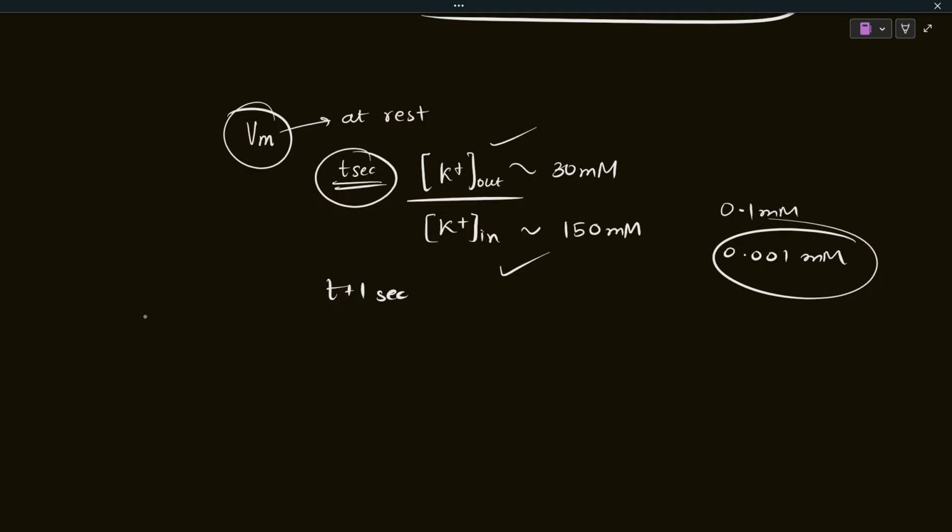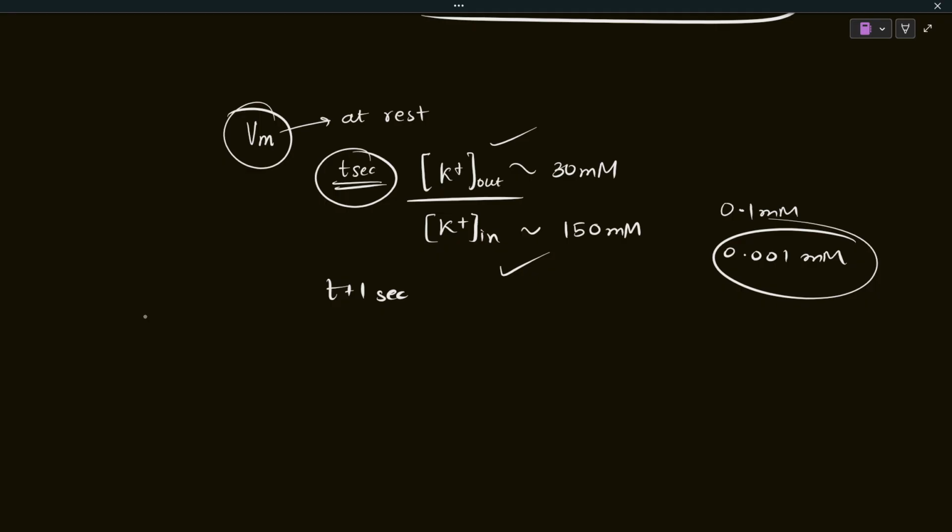Like in the graded potential, the intensity or the strength of the stimulus determines the depolarization part or the hyperpolarization part. So the strength of depolarization or strength of hyperpolarization will be directly proportional to the strength of the stimulus in the case of graded potential. So it follows a graded law.